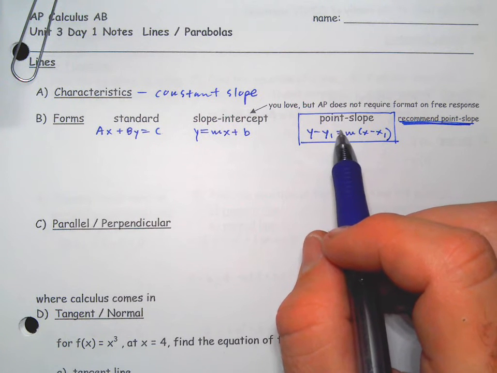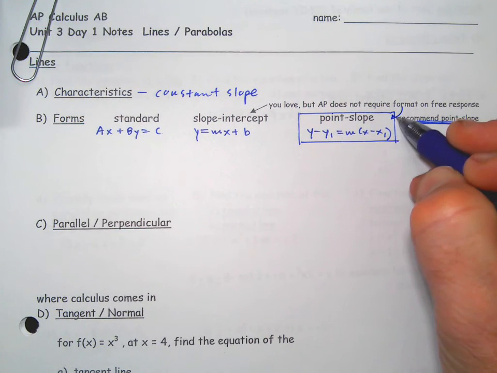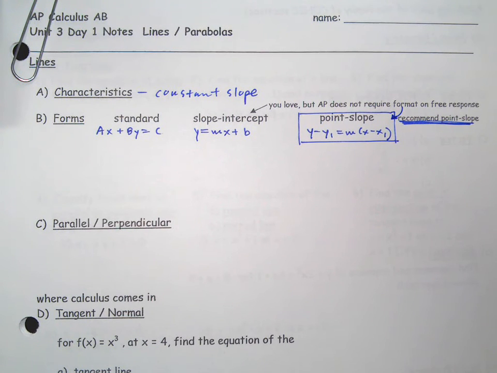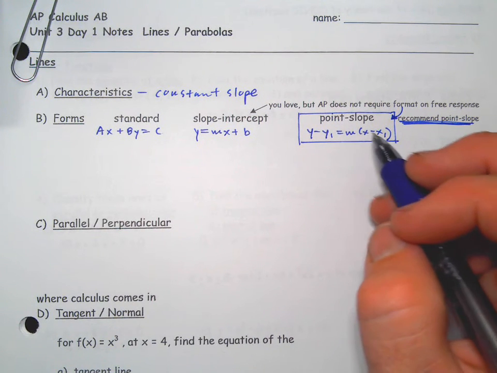AP doesn't require any specific format. So this is the easy one to get full credit, do less work on free response questions. Sometimes we'll change the slope-intercept if we need to do other stuff, graph them. Slope-intercept has its benefits, but in general, it's more work. And I'd recommend if we start with slope-intercept.